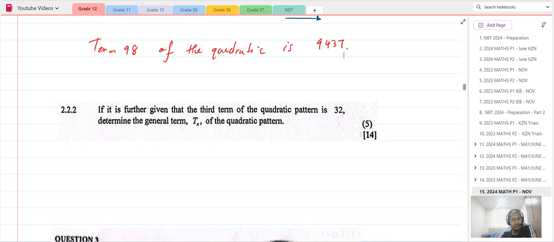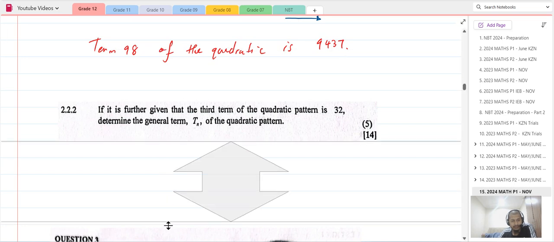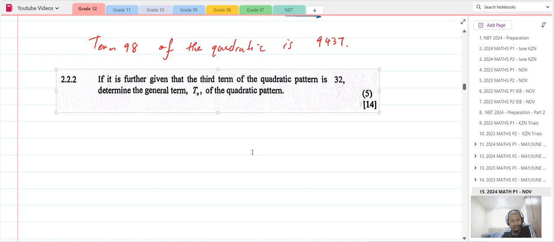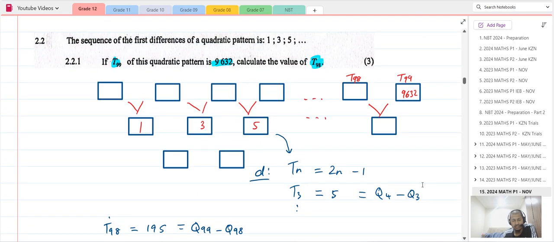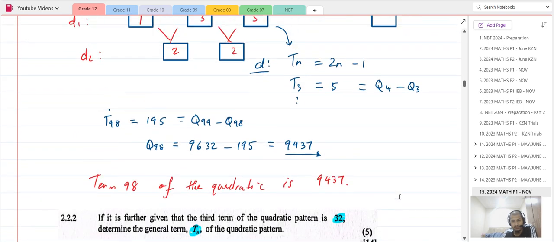If it is further given that the third term of the quadratic pattern is 32, so what we know is that the third term is 32. Determine the general term of this quadratic pattern. Let's find the general term. Now remember, the common difference is 2 here, and it's constant. So this is d2, d1, and the third term of the pattern is 32.